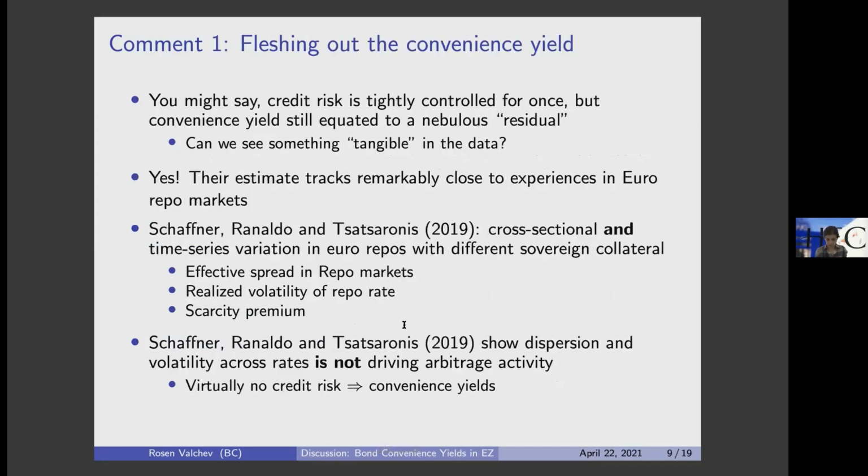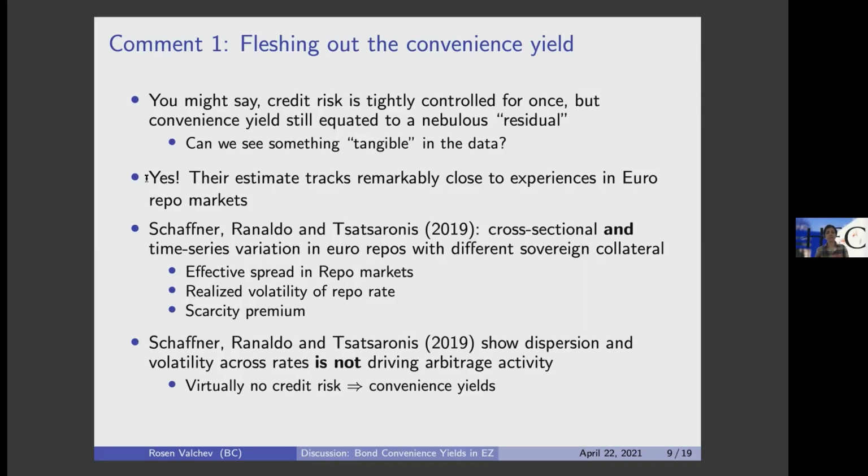So, fleshing out the convenience yields. All I have to say here is that I don't want another model. I just wanted some story so that the reader can relate to what the C is, and also maybe some data that speaks to the fact that the lambda that you identify is indeed tangibly related to something that we would think of as a liquidity value. Because at the end of the day, the lambda is still a residual. Some people might question what exactly it is.